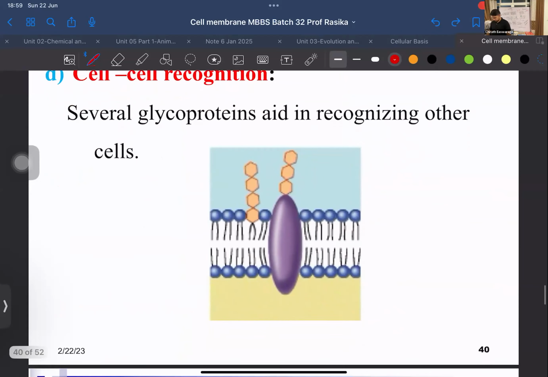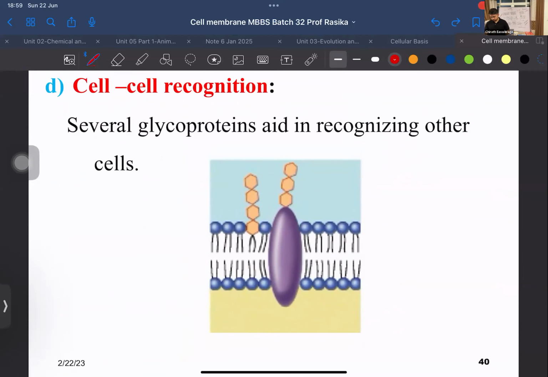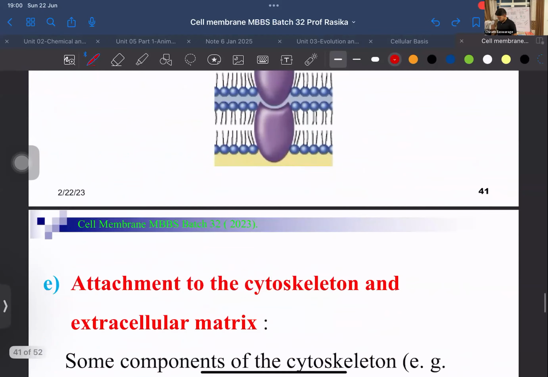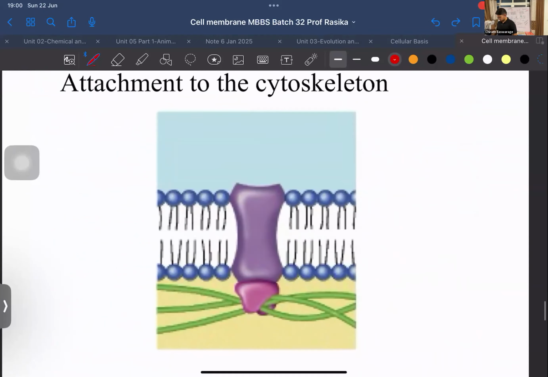Then what is this? Yes, cell to cell recognition. Can you see? I told you there can be glycoproteins or even glycolipids attached to your phospholipids. They can act as a name tag of the cell, right? I am this cell, I am good, or I am bad. They both could be indicated, right?